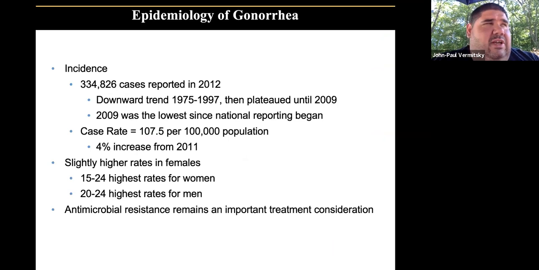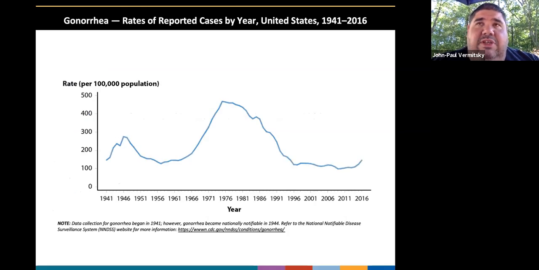In the US, we see anywhere from 250,000 to 500,000 cases of gonorrhea per year. We do also see slightly higher rates in females than in males. The problem with gonorrhea, though, is we have seen huge increases in drug resistance. You'll see a slide on that in a second.